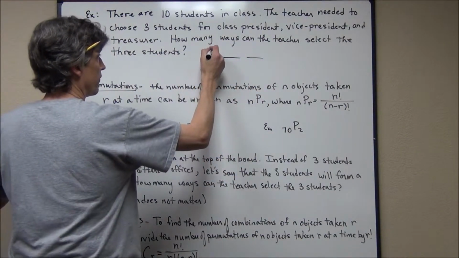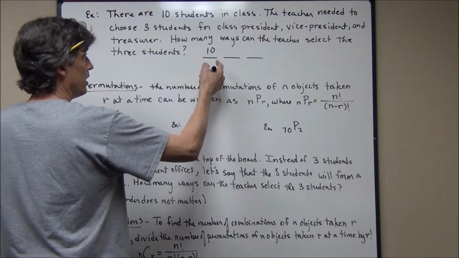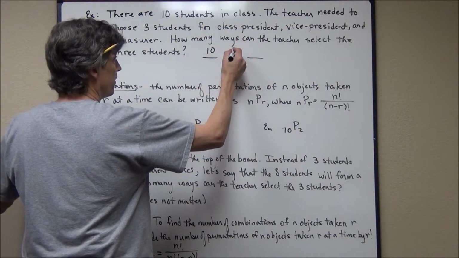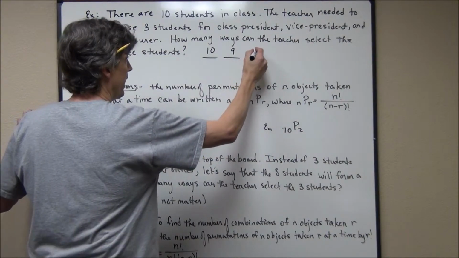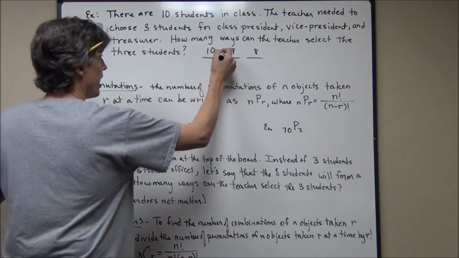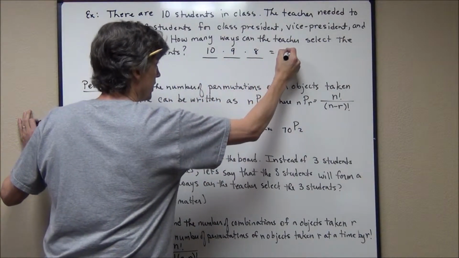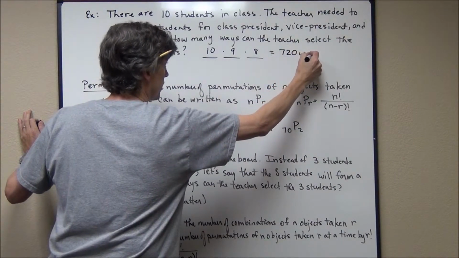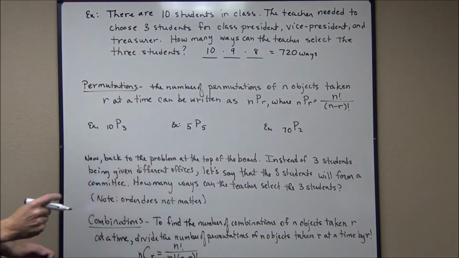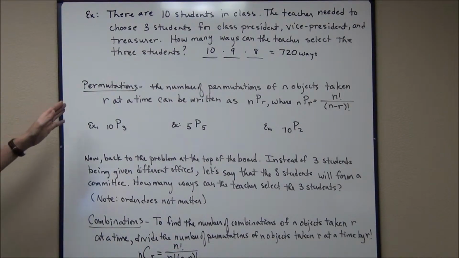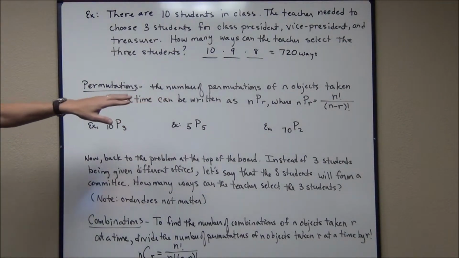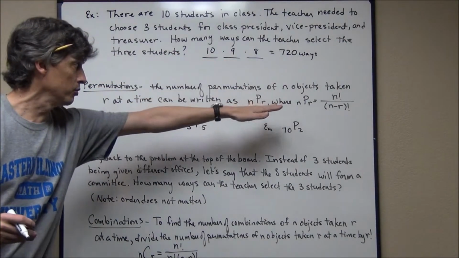There are 10 different people that could be the president. That would leave 9 people that could be the vice president. That would leave 8 people that could be the treasurer. And if I multiply these together, I get 720 different ways, 720 different permutations of 10 students, 3 at a time. Now, there's a formula right here, and I'm going to show you how I get the same answer using the formula.